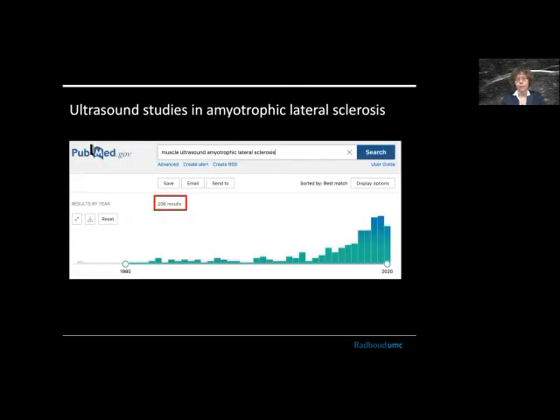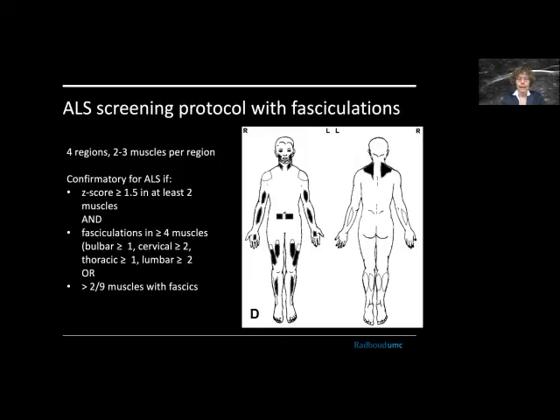So if we look at ALS a little more specifically, like we did for Duchenne's, you can see that since the 1980s, there's been about 200 plus studies on ultrasound and this disorder. And basically, what we do with ultrasound in ALS is quite alike to your EMG, following the El Escorial or Awaji criteria. So we look at 4 regions: cranial, cervical, thoracic, and lumbar. And then we screen 2 to 3 muscles per region bilaterally.